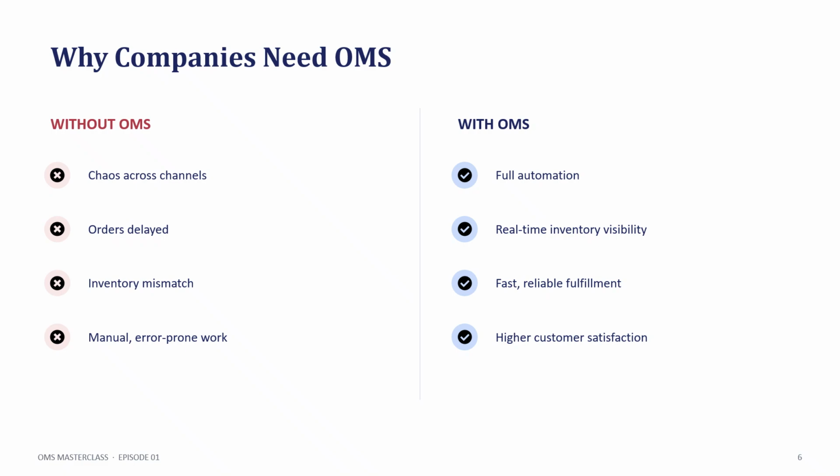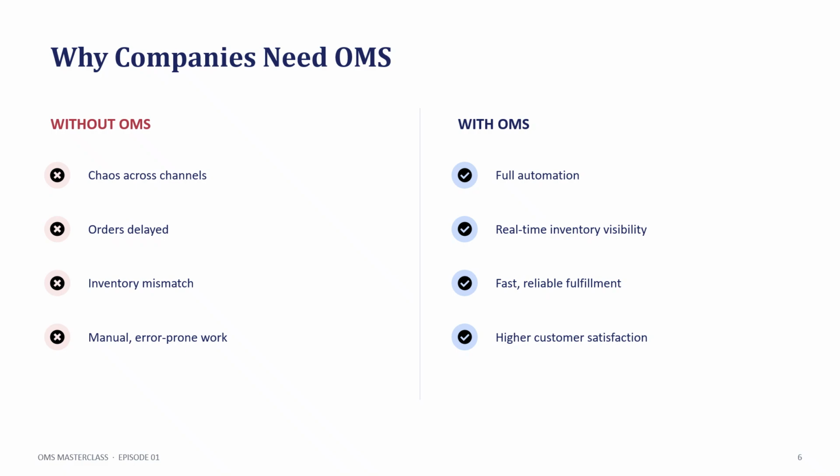So far, we have seen that an online order doesn't go directly to the warehouse. Before the warehouse receives the order, several business decisions have to be made. Now imagine trying to make all these decisions manually for thousands or even millions of orders every day. It would be slow, difficult, and prone to mistakes. Without an order management system, companies face problems such as delayed orders, inventory mismatches, manual work, and inconsistent experiences across different sales channels. An order management system solves these problems.